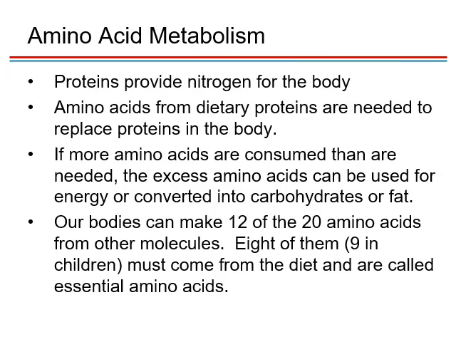So if need be, amino acids can be used for energy, or if we have an excess amount of amino acids, they can also be converted to glycogen and to fats. Okay. So we'll see our bodies can make 12 of the 20 amino acids that are out there. So there are 8 that we cannot make.